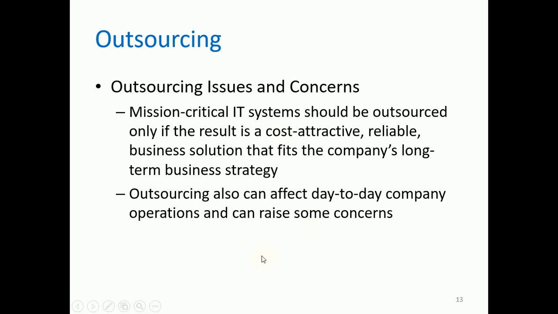Outsourcing can also affect day-to-day company operations and can raise some concerns. Of course, the service providers who provide the outsourcing service are still considered third party. They are not part of your company. So you should know how to deal with those third party companies. They have their own rules for their human resources, and you also have rules for your own human resource team. You need to talk about the rules that you follow with regards to your human capital.